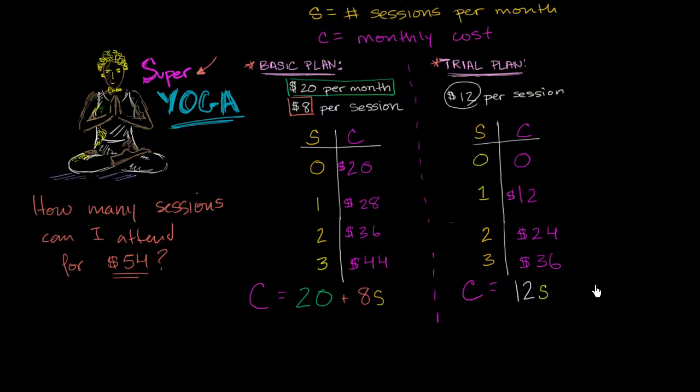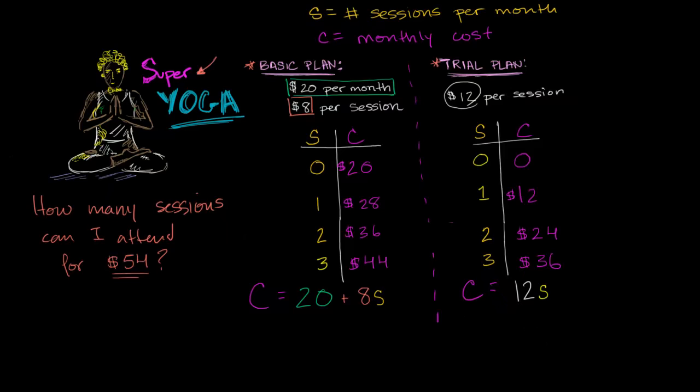How many sessions can I attend for $54? And let's just assume that this is some type of a special yoga studio where you can even attend half a session. So if you attend half a session, they'll charge you $6. If you attend a fourth of a session, they'll charge you $3. So they'll actually keep track of exactly what fraction of a session you're attending. So you don't have to just attend a whole number of sessions. You could attend 2.5, and they'll bill you accordingly. So with that said, how many sessions under the trial plan can I attend for $54?